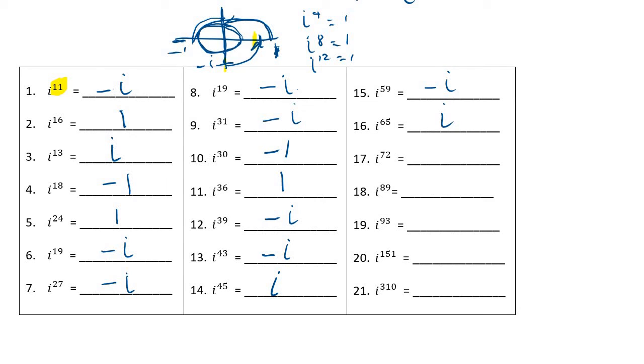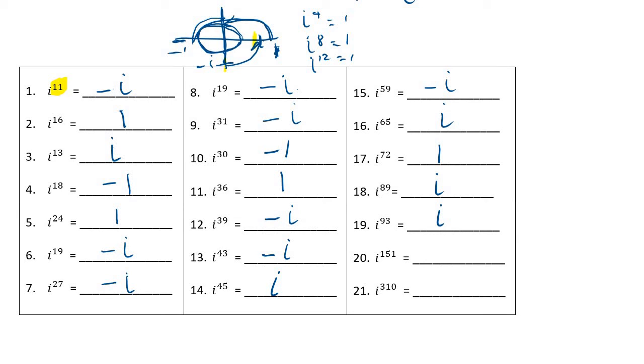72 is a multiple of 4, and that will be 1. 89, so we know that 80, 84, 88. So 89 is 1 more than 88, that will be i. 93, so 88, 92. 93 is 1 more than 92, that will be i.